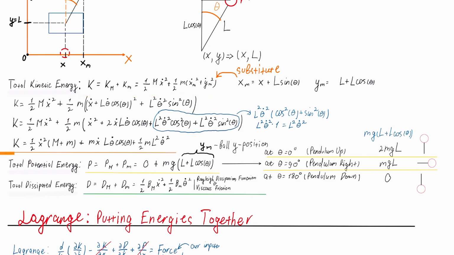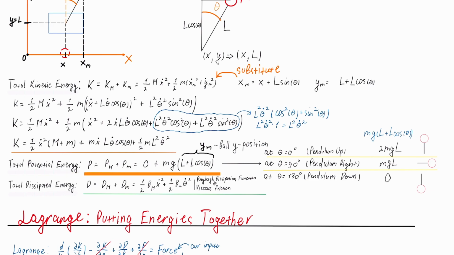Substituting the ball positions and simplifying the equation, we get that the total kinetic energy equals 1/2 ẋ² times the sum of masses, plus m ẋ L θ̇ times cosine θ, plus 1/2 m L² θ̇². Total potential energy is also equal to the sum of the cart and ball potential energies.